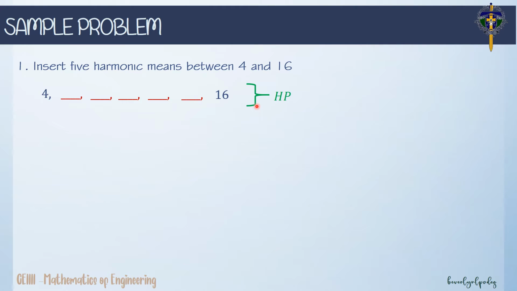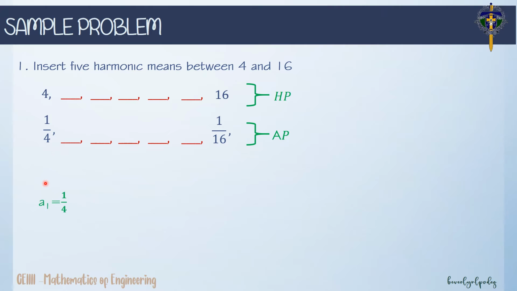So next, we try to get the reciprocal of the first term and the last term for the arithmetic progression. So 4 becomes 1/4 and 16 becomes 1 over 16. And then we are to find the 5 means in between 1/4 and 1/16. So at this point, this is an arithmetic progression.